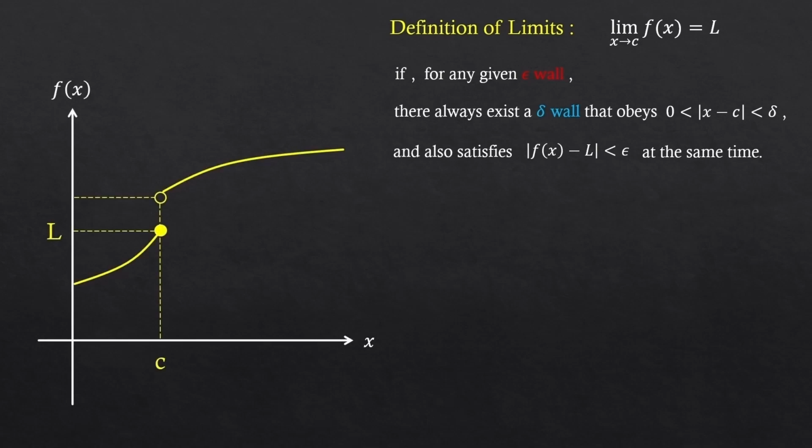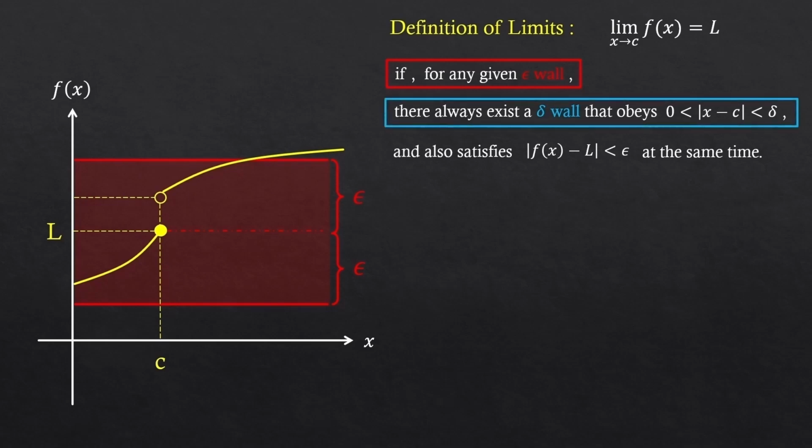Here, at c, the overall limit doesn't exist, right? We learned that, because the left and right hand limits are different. So let's see if the statement holds in this case. So this was the translated version by me. If for any given epsilon wall, so I'm just gonna draw an epsilon wall with a random size. And of course it should be centered at c. Okay, for any given epsilon wall, there always exists a delta wall that obeys that inequality. Okay, let's see if this delta wall works.